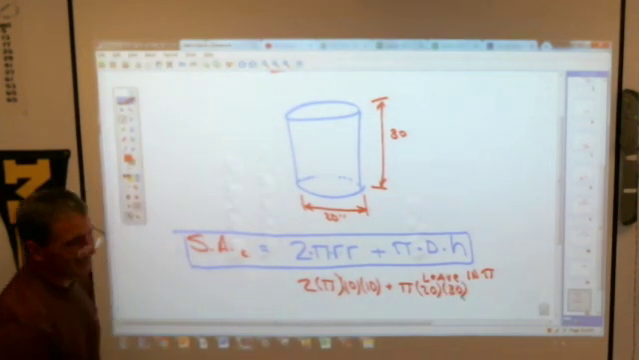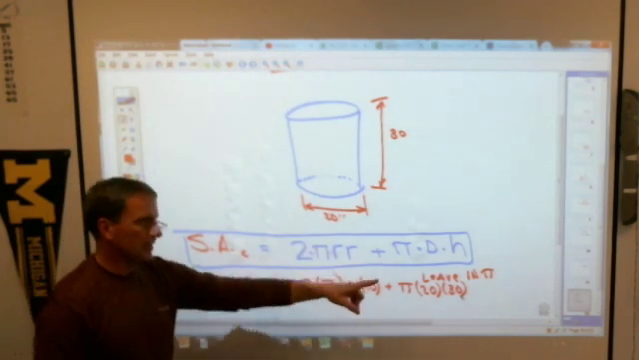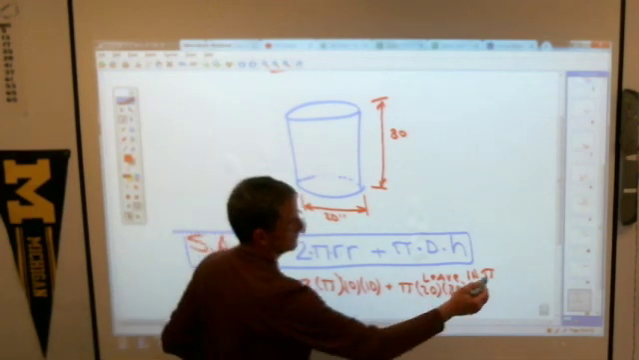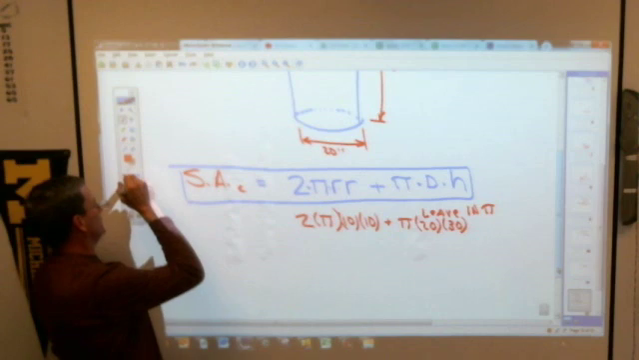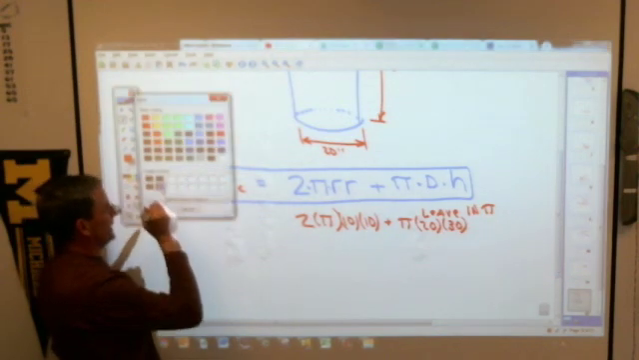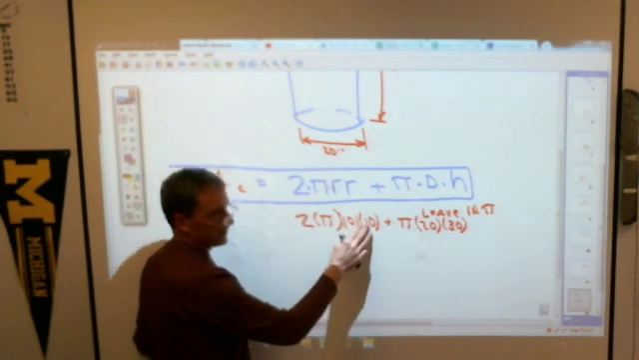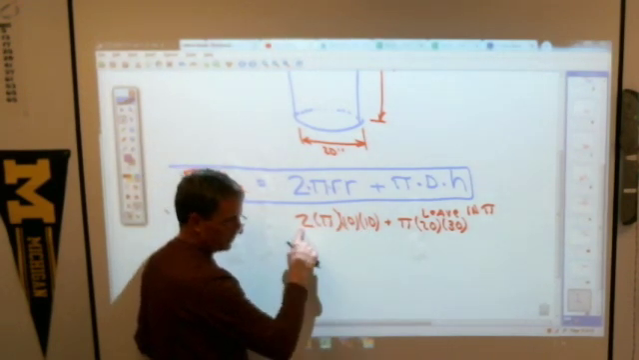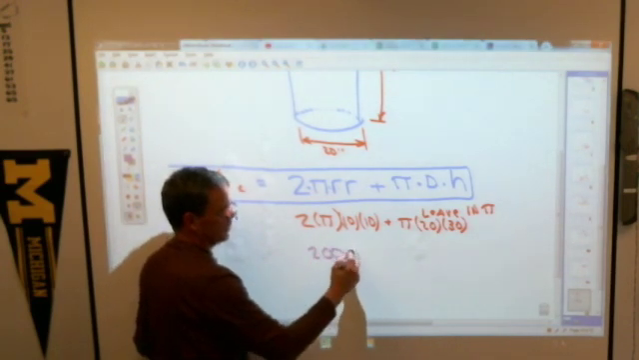Tell me if you don't get where I got those numbers from. Radius is half the diameter, so those are both 10s. Diameter is 20, height is 30. Good? Yes. Now here is where you have to make some sort of logical 7th grade connection here. What do I get if I have 2 times pi times 10 times 10? Well, 10 times 10 is? 100. Times 2? 200. I have 200 pi's. Are you with me on that?